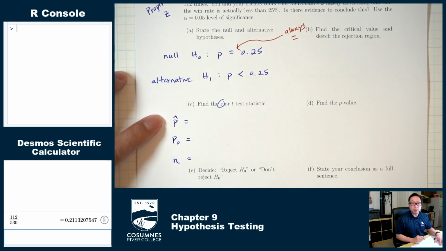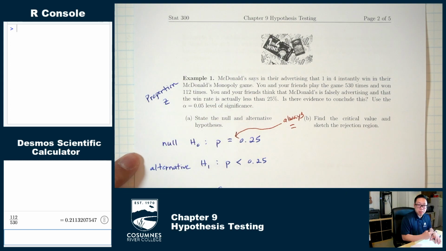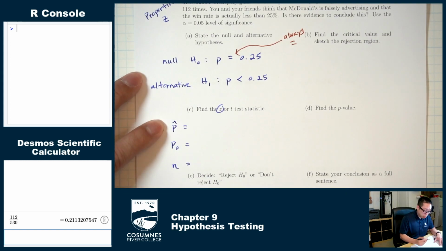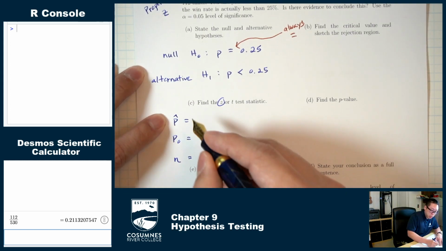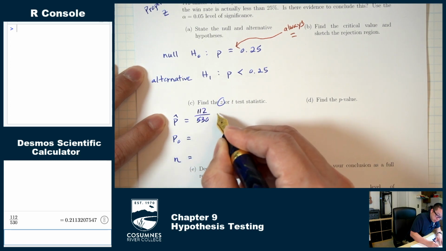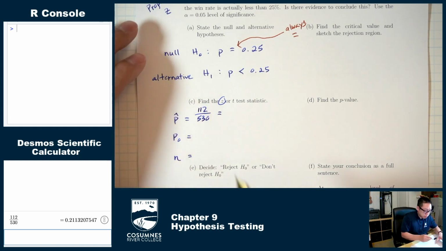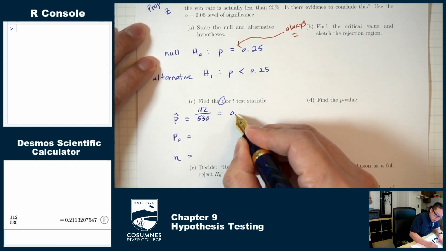P hat is the proportion that we got from our sample. We played the game 530 times and we won 112 times. That's our sample. So the win proportion from our sample was 112 out of 530. And we did this already and we got 0.211. So round that to 3 decimal places.